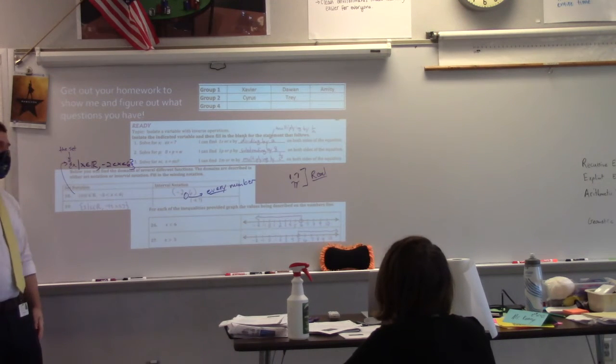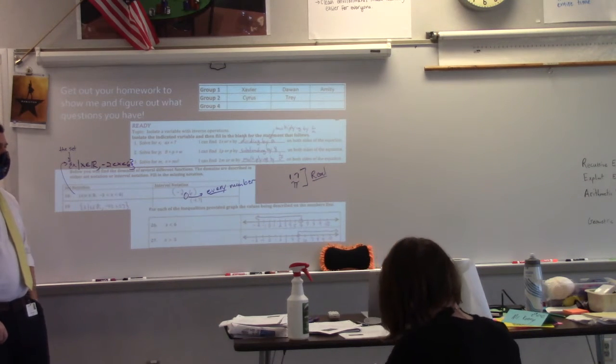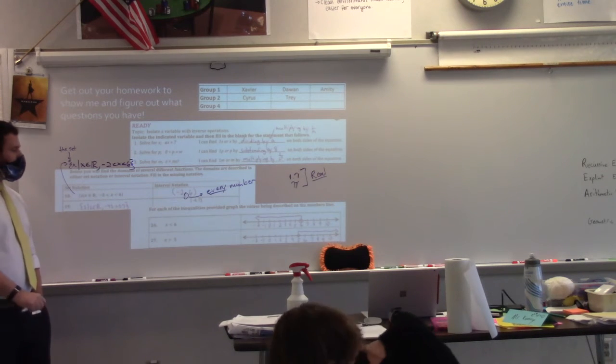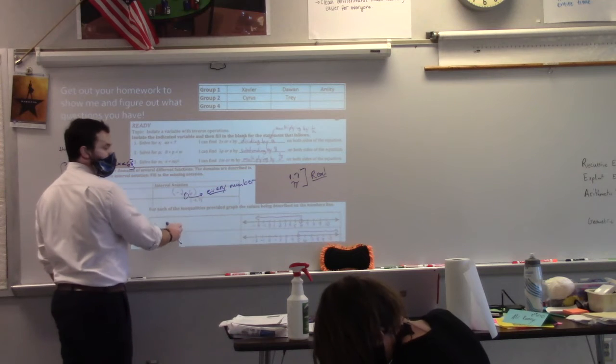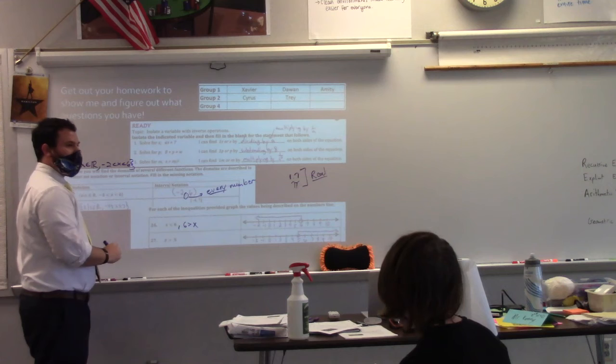Yes, sir? So with 26 and 27, the less than or greater than sign determines whether the line and arrow go left or right. Kind of. Because I do want to point out x is less than 6. That's the same thing as saying 6 is greater than x. It's the same thing.